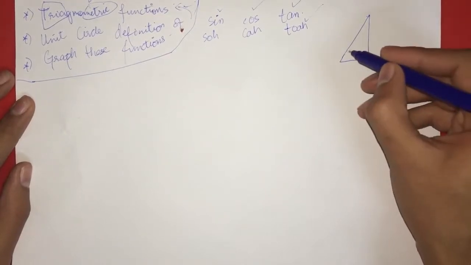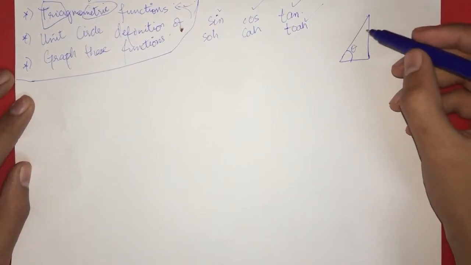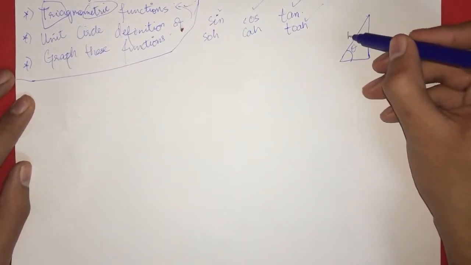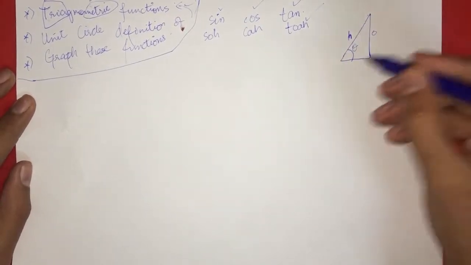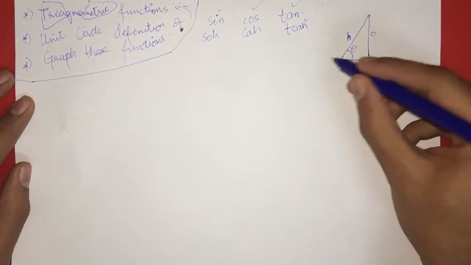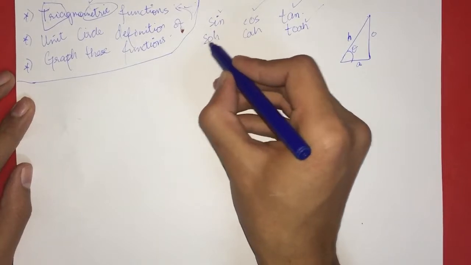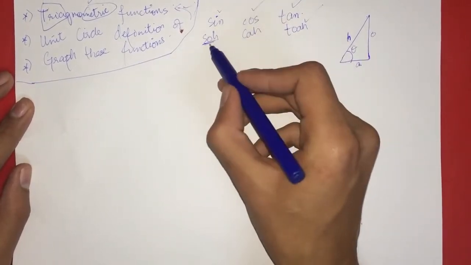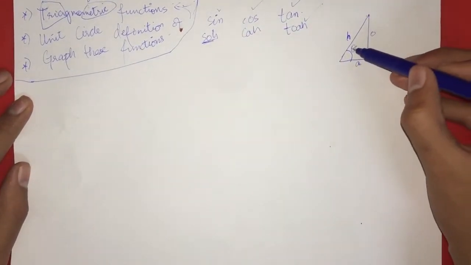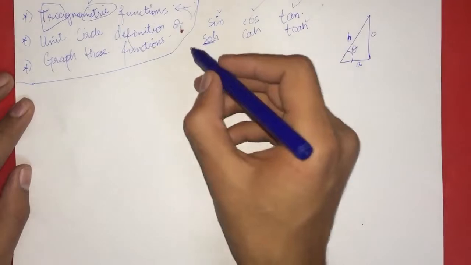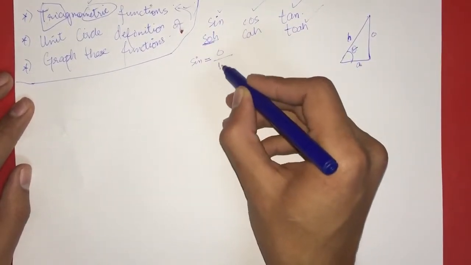So let's say that we have theta here, and this side is h. This is o, which means opposite, and this is a, which means adjacent. So what does sine tell us? Sine tells us o divided by h, that means the side opposite to the angle divided by the hypotenuse. So we can write sine equals opposite divided by hypotenuse.